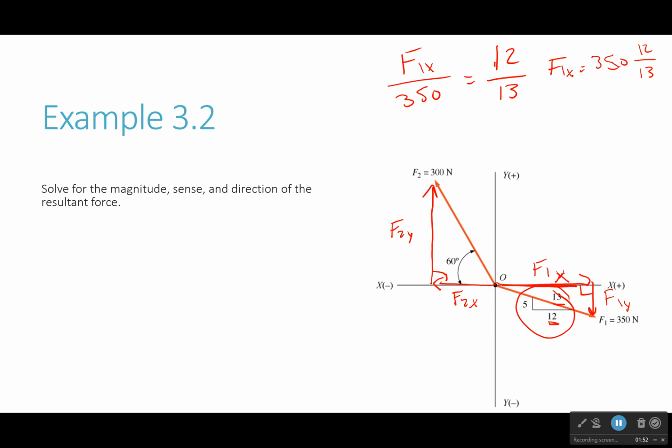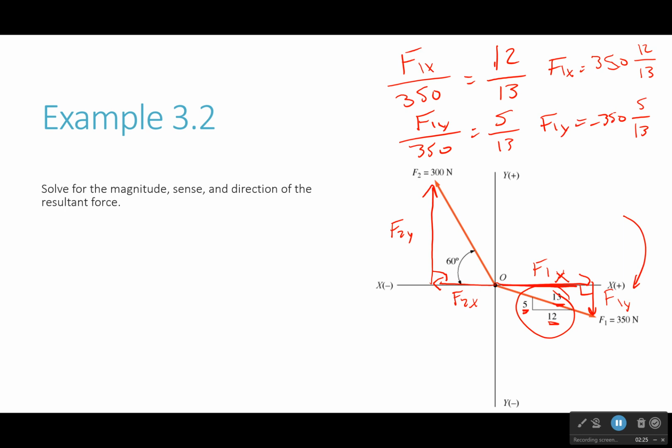What about F1y? Well, I can do it over F1x if I wanted to, but I'm just going to do it over the hypotenuse again, because that's how I typically do it. F1y over 350 is going to be equal to 5 over 13, because that's the vertical component over the hypotenuse component. We cross multiply, and I get that F1y would be equal to negative, because it is pointing down, 350 times 5 over 13.